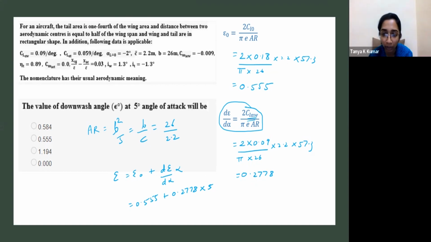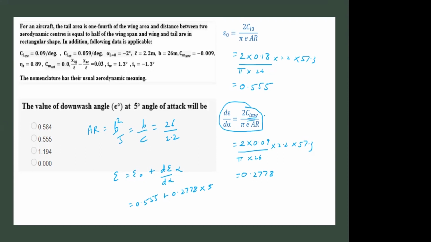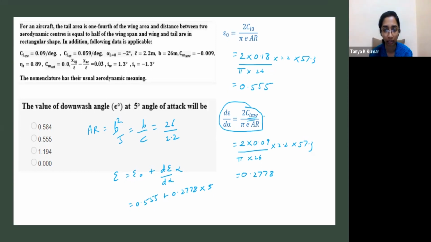Because your Cl alpha wing has to be in per radians. This formula is valid only if that is true. While defining this, if we go back to the previous course, I believe sir has mentioned that the Cl alpha wing, the unit of this, has to be in per radians. I think all of those relations have to be in per radians. Only then would it be valid. If Cl alpha W is in per radians, yes.